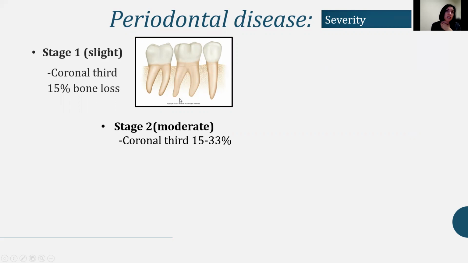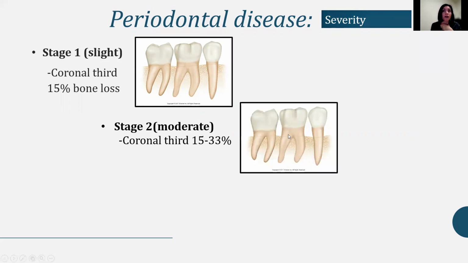Stage 2 used to be called moderate, and that's 15 to 33%. So it's a little bit more, but still, it's only a total of no more than roughly a third of the whole root system. I don't want to say the word mild, but there's still a lot of bone around the roots, even though it's certainly more than slight or mild.